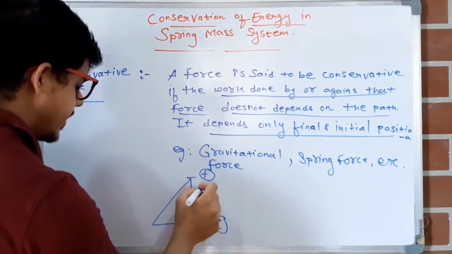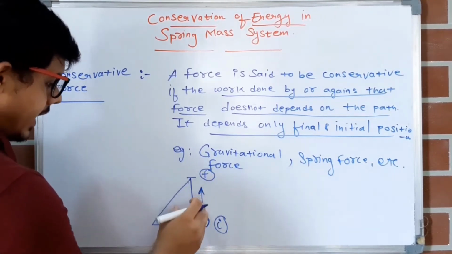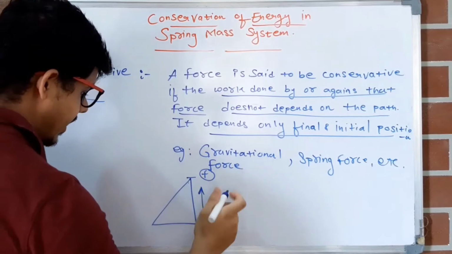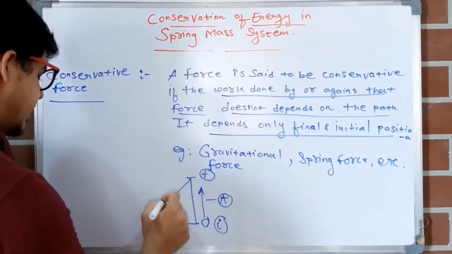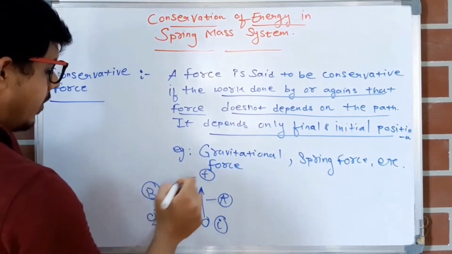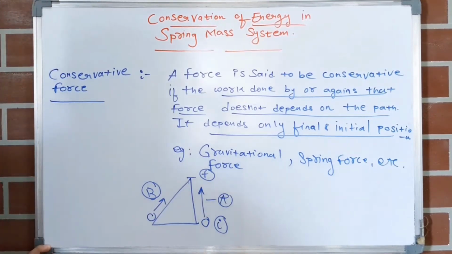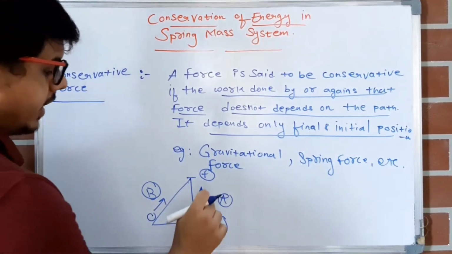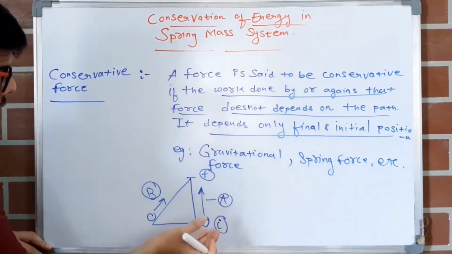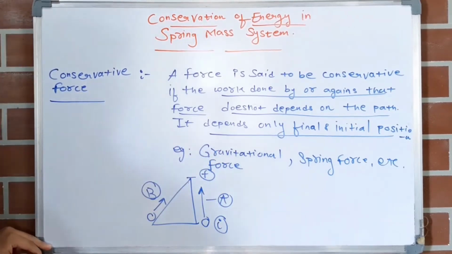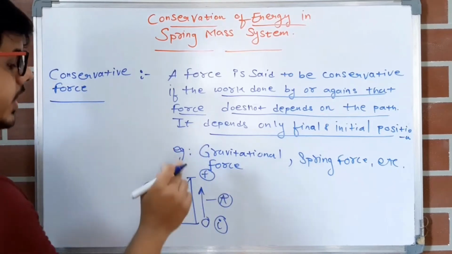If we bring this ball from bottom to top directly, then the path is different. Let's say this path is A, and if we bring this ball along another path, let's say path B, to our final position, then the work done by the gravitational force, or against that gravitational force, is the same. In our case, we are doing the work against the gravitational force to bring this ball from I to F. So the work done against this force does not depend on the path.